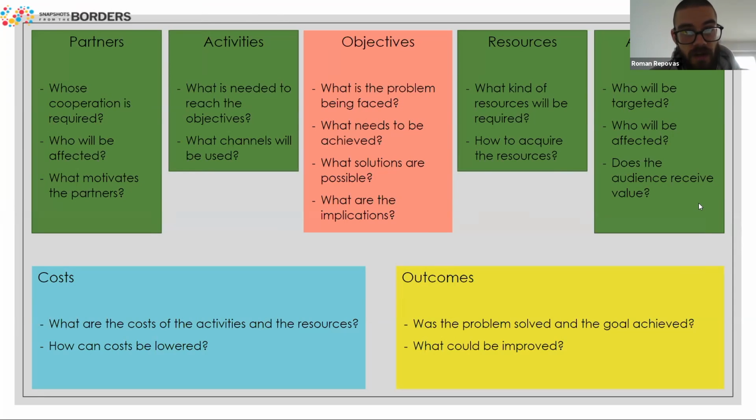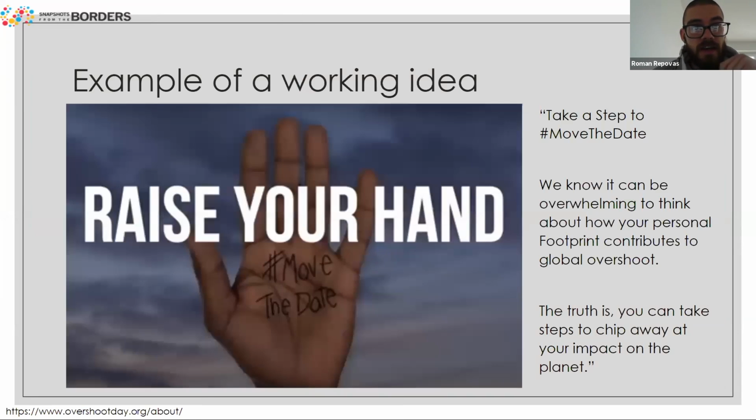Finally, you have the costs and the outcomes. Of course, we have to consider how much these activities are going to cost us, how much the research is going to cost us, and whether there are any ways that these costs can be lowered as well. And the outcomes, like I mentioned previously, are our results. This is where we evaluate whether the problem has been solved or whether the goal we were trying to achieve has been reached, and what can be improved in future iterations if we decide to go with more campaign or advocacy initiatives.